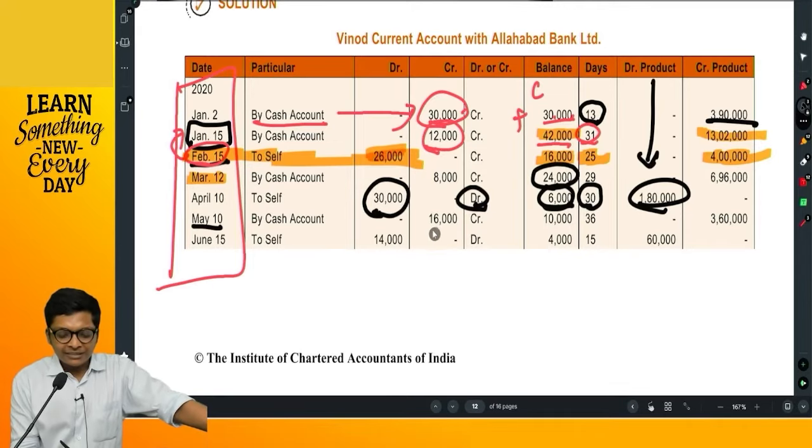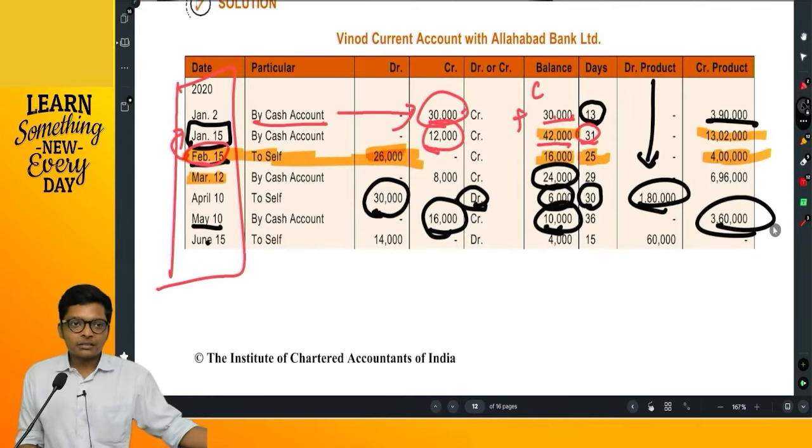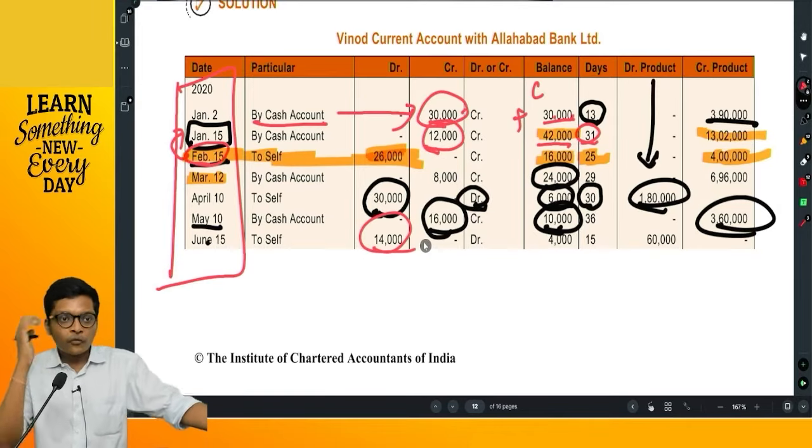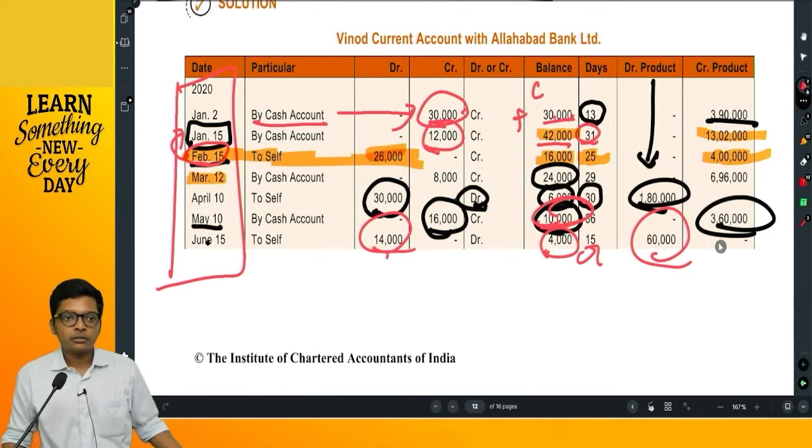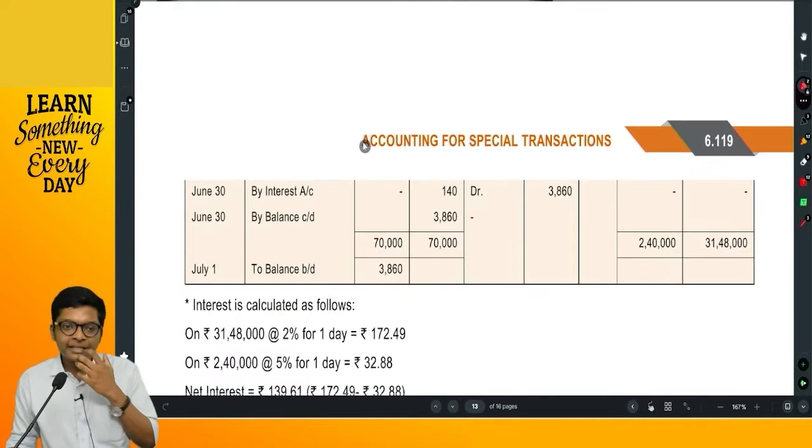Again, after the overdraft, there's a credit of 16,000, so a positive 10,000, which is there for 36 days. 10,000 into 36 is 3,60,000. Similarly, the next one, drawing says 14,000. I have only 10,000 and I drew 14,000. So negative 4,000 into 15, 60,000. Like this I will do till the end.